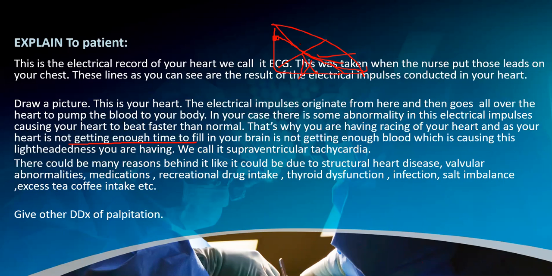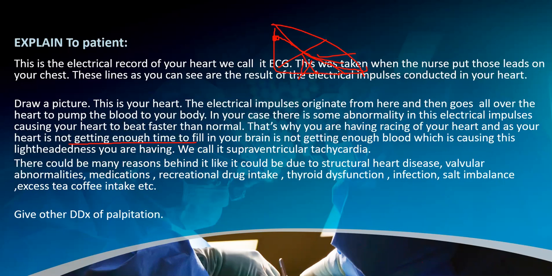See that this is the heart. The electrical impulse starts from here and then goes all over your heart, and it helps your heart to squeeze the blood to the whole body. In your case, there is some abnormality in this electrical impulse causing your heart to beat faster than normal. That's why you are having this racing of your heart. As your heart is beating faster, it doesn't get enough time to fill in, so your brain is not getting enough blood, which is causing the lightheadedness or giddiness. Do you understand me?